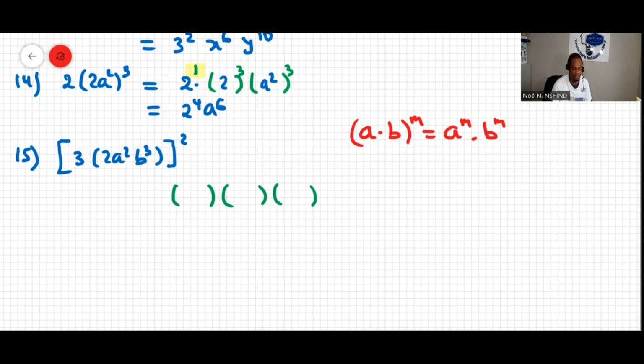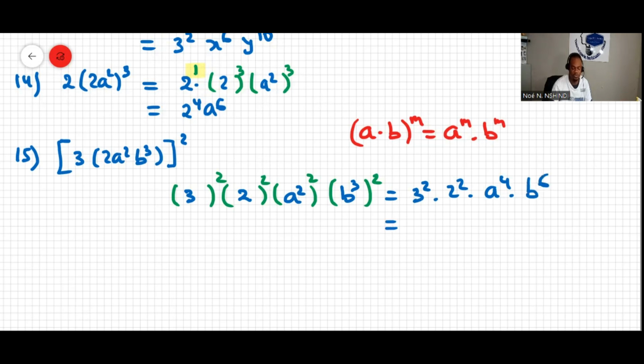This would be 3 raised to the power of 2, and then 2 raised to the power of 2, a squared to the power of 2, and then b cubed also to the power of 2. And then this would be just 3 squared times 2 squared times a to the power 4 times b to the power 6. This can be reduced: 3 squared is 9, 2 squared is 4, 9 times 4 is 36. So 36, a to the 4, b to the 6. Now let's see other questions.